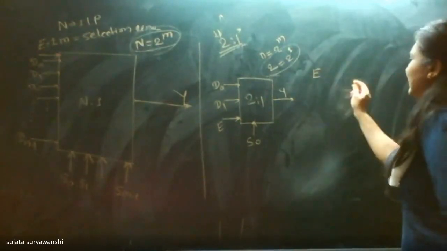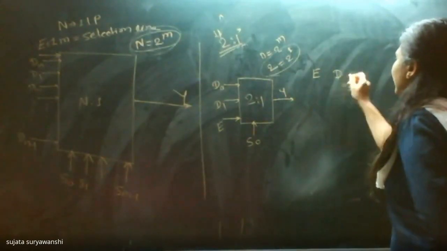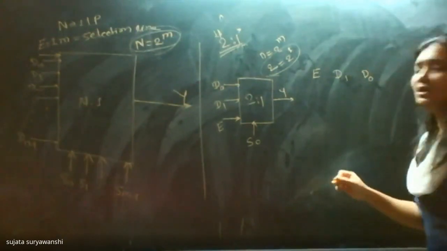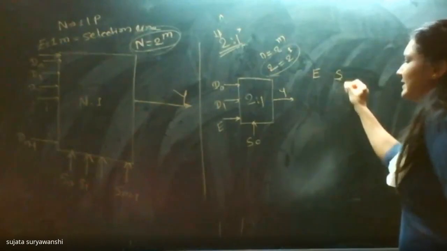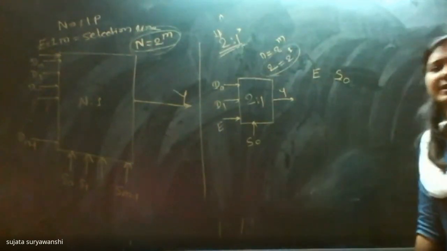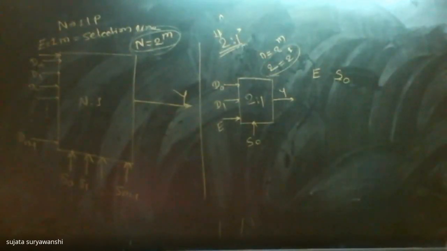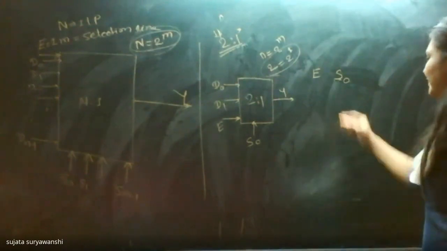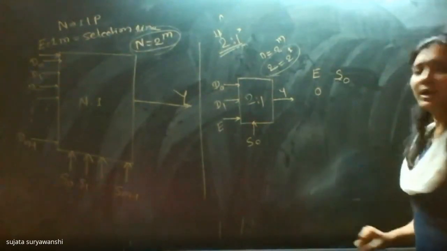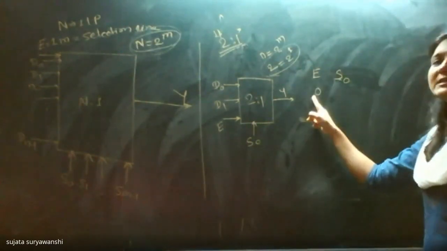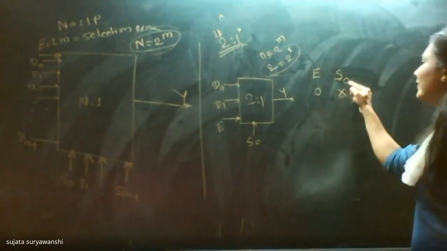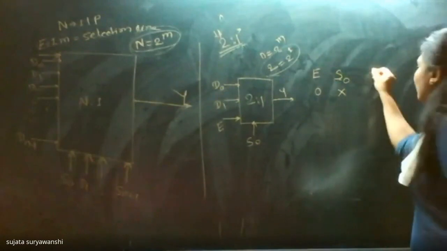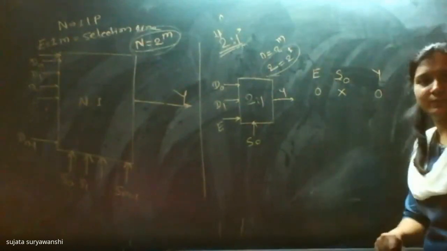So, enable, then D1 and D0. You have to maintain the sequence. Suppose here S0, that is a single selection line. Okay. Then, if E is equal to 0, means the value of enable is equal to 0, then irrespective of the value of S0, output Y will be 0.